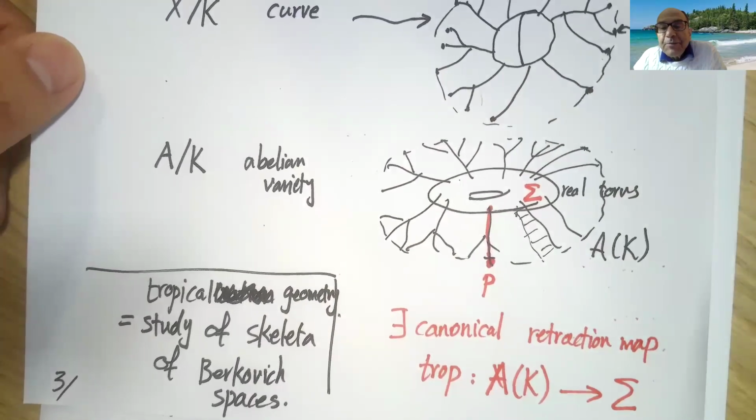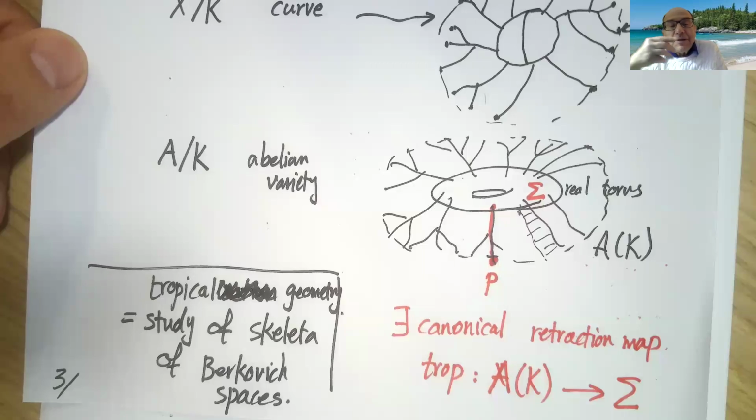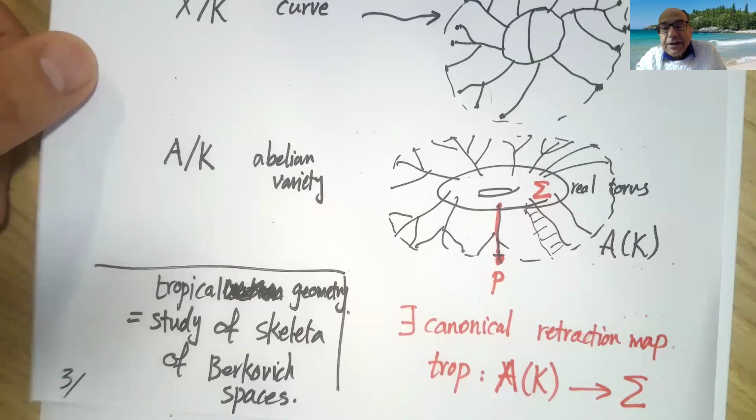Okay. Is it possible to get a little bit more intuition about the skeleta of Berkovich spaces? How do you define them?